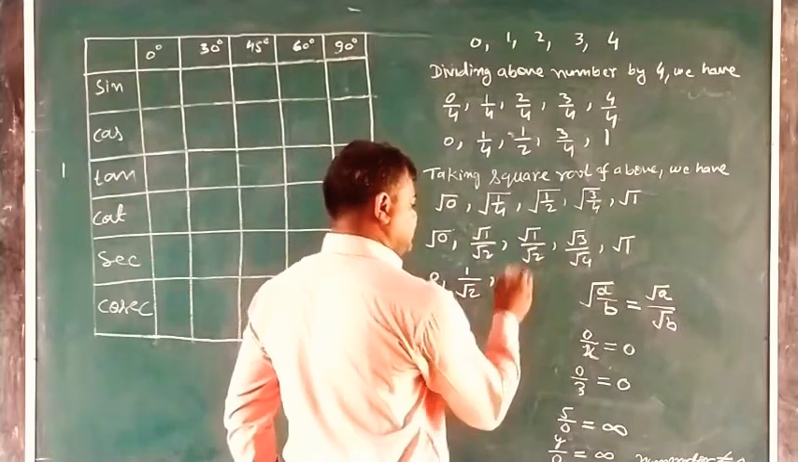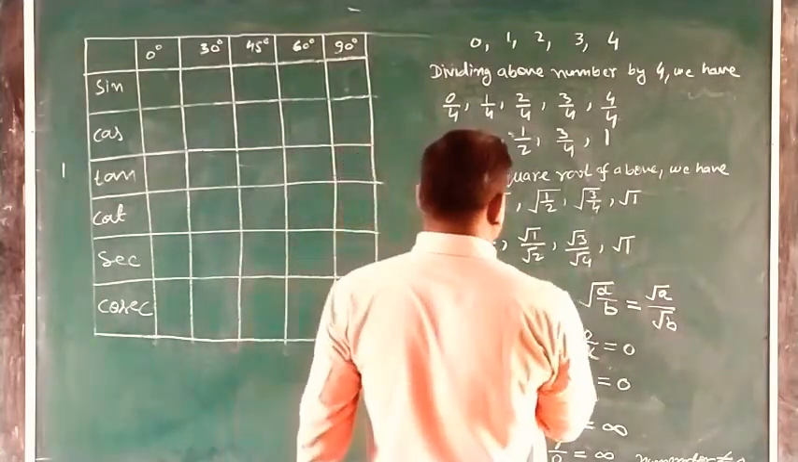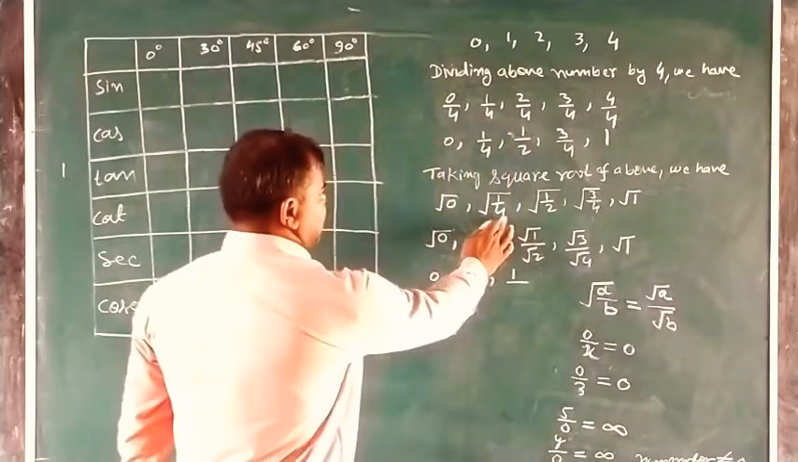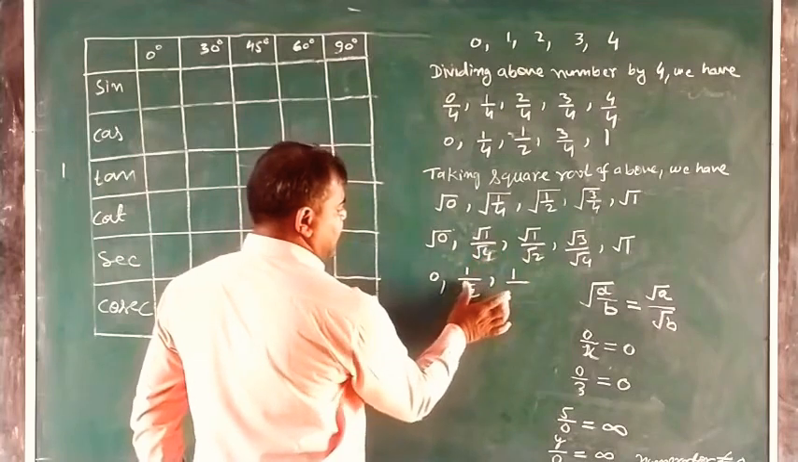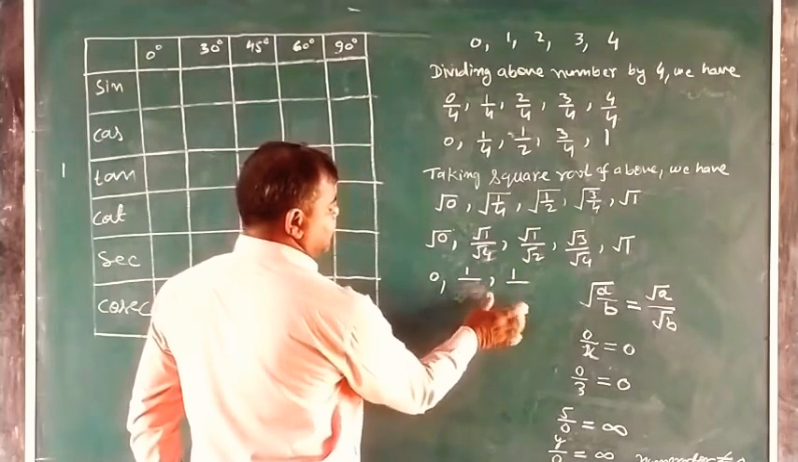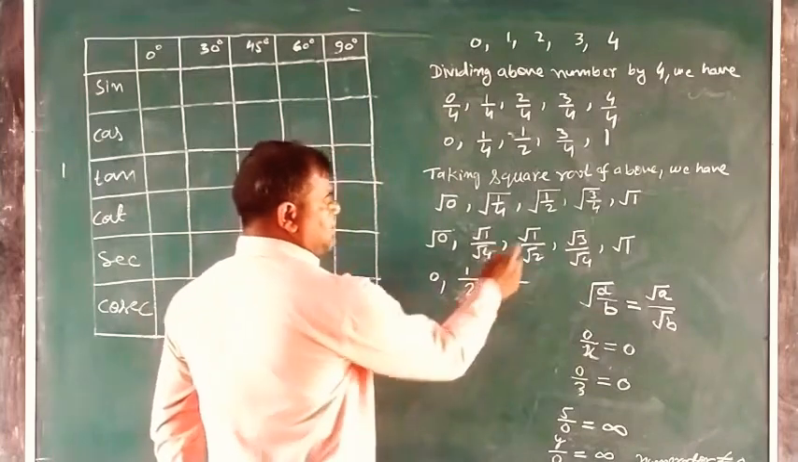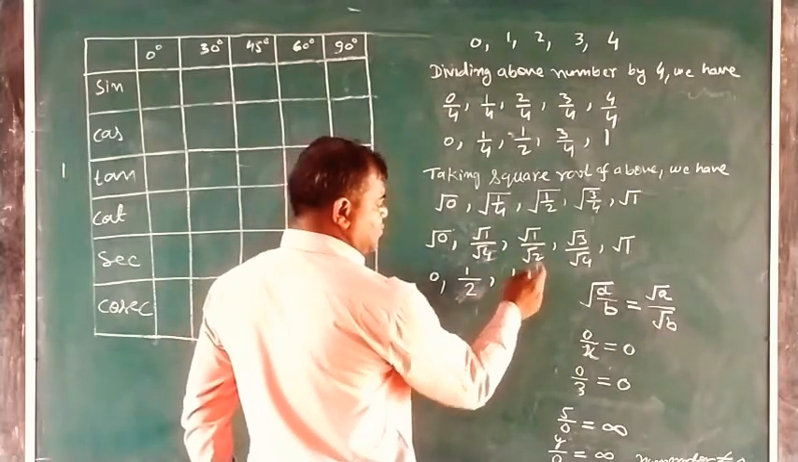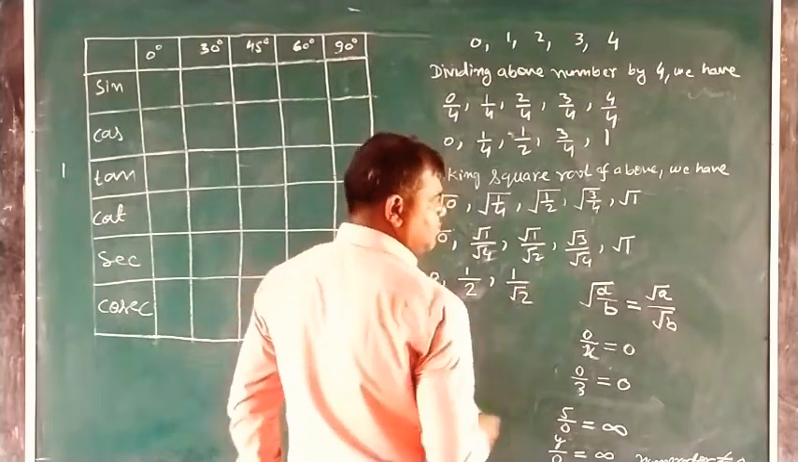Here the square root of 1 is 1, and here under root 4. So we will write under root 4, and the value of under root 4 is 2, so we will write 2 here. Here under root 1, here under root 2, then we will write under root 2.